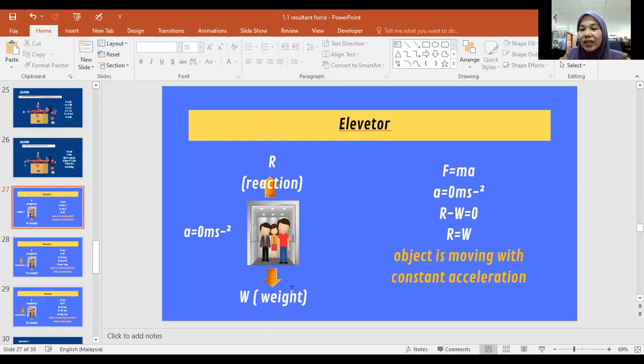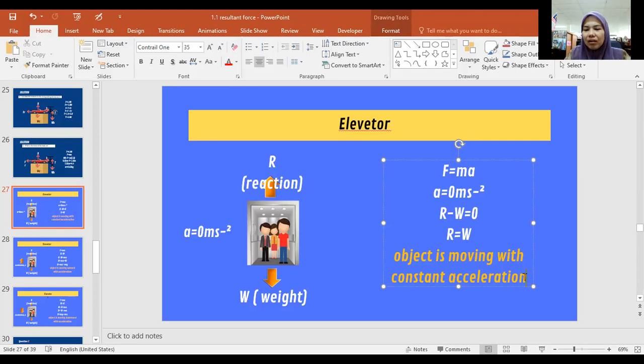That means we only consider the vertical forces. We have two forces here: reaction and weight. When the acceleration is equal to zero, we refer to F is equal to ma. When a is equal to zero, F is equal to zero. So R minus W is equal to zero, where we consider all the possible forces acting on this object. So R is equal to W. R is the reaction and W is the weight. The object is moving with constant velocity, not accelerating. Acceleration is zero.